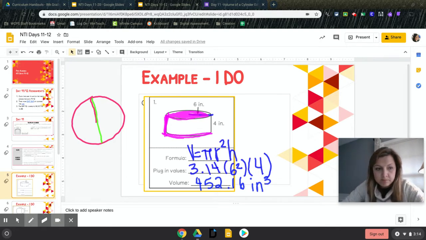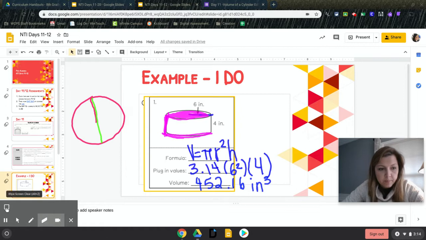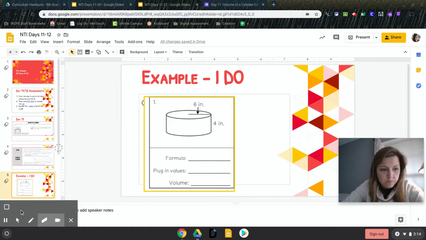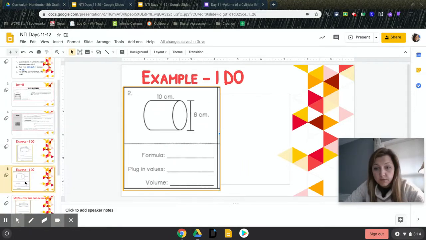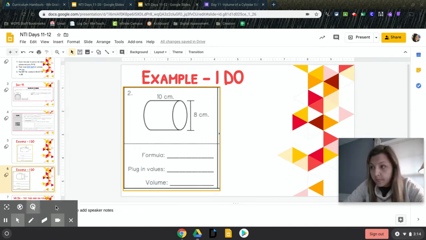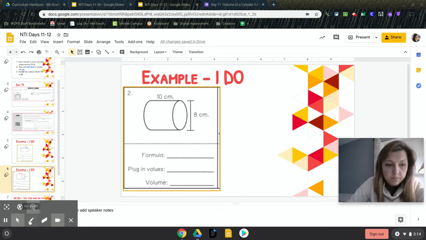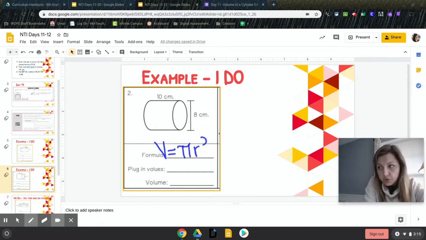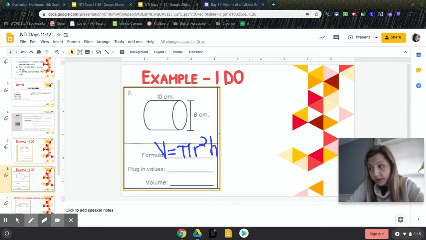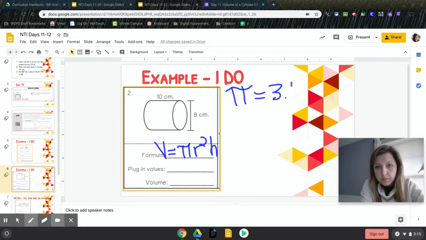Okay? Let's do one more. For this one, we have a couple of extra steps. Erase that there. All right, formula. So our formula is going to be the same. Volume equals pi r squared height. Then we plug in our values. Pi is 3.14.